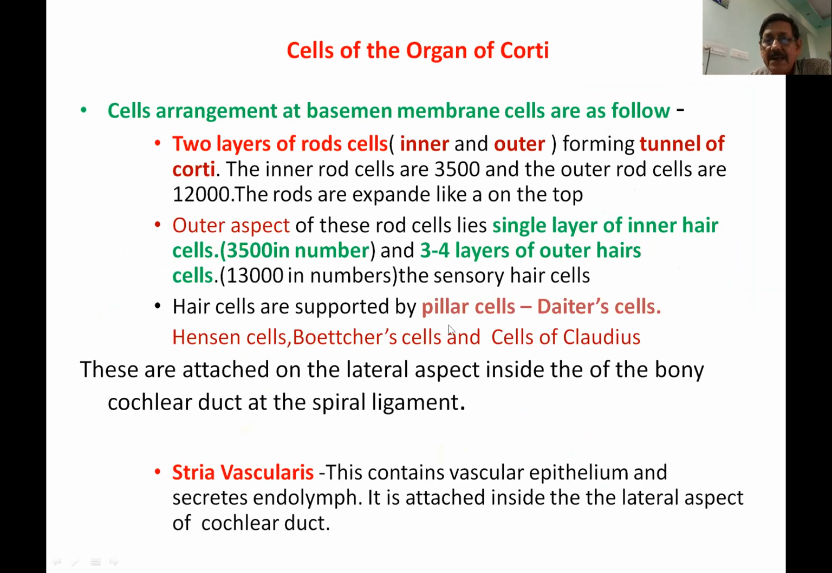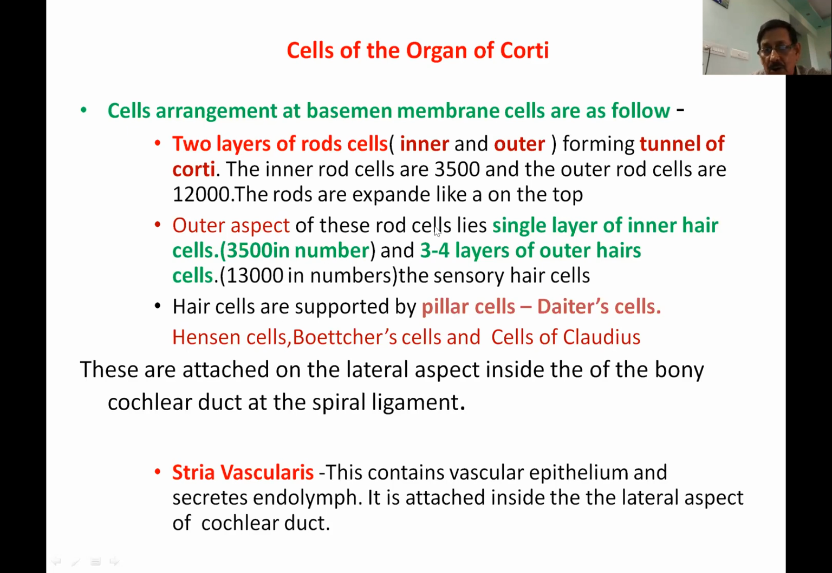The cells of the organ of Corti. The cell arrangement at the basilar membrane is as follows. There are two layers of rod cells, one inner and one outer, forming the tunnel of Corti. The inner rod cells are a total of 3,500 in number, and the outer rod cells are about 12,000. The rods expand like a head on the top.